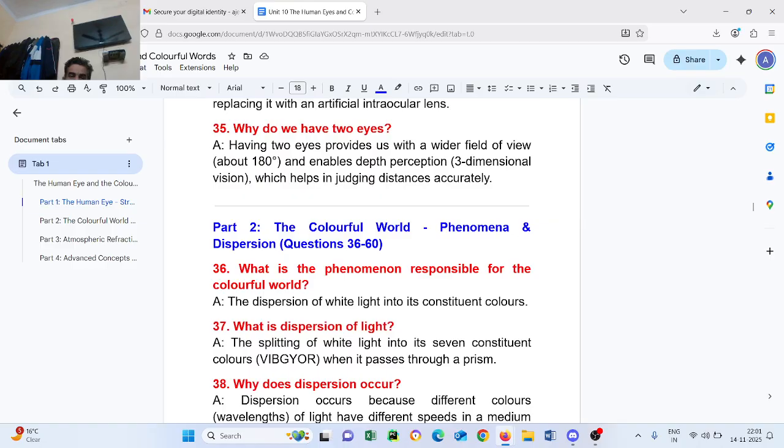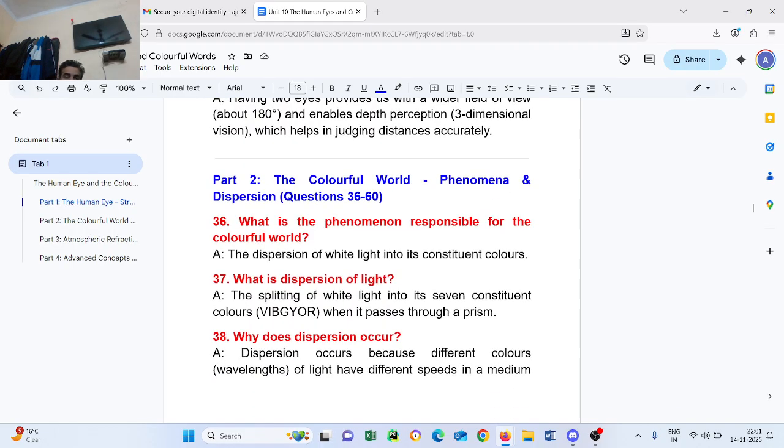Question number 30 to 16. Question number 30: what is the phenomenon responsible for the colorful world? The dispersion of white light into its constituent colors. Question number 30: what is the dispersion of light? The splitting of white light into its seven constituent colors when it is passing through a prism.